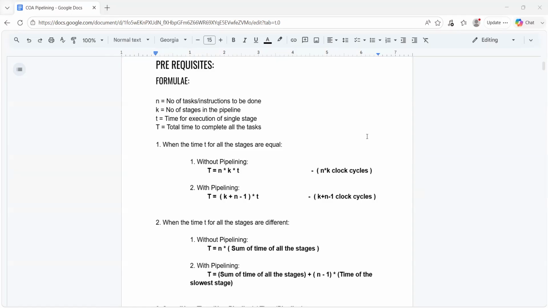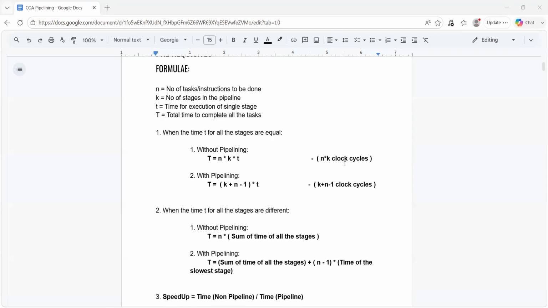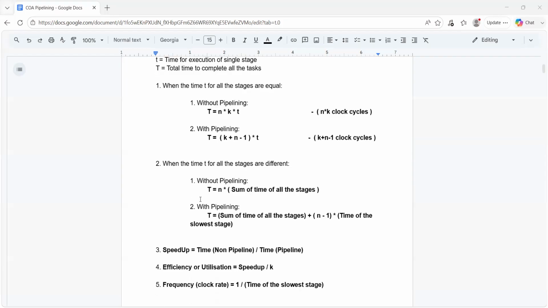The first case is when the time for all the stages is equal, that is, all the stages are executed in the same time. In that case, without pipelining, the total time is T = n into k into t, which is the total number of instructions into the number of stages into the time of each stage, or n into k clock cycles. The second, with pipelining, is T = (k + n - 1) into t. The reason for all these is what we saw in the theory session.